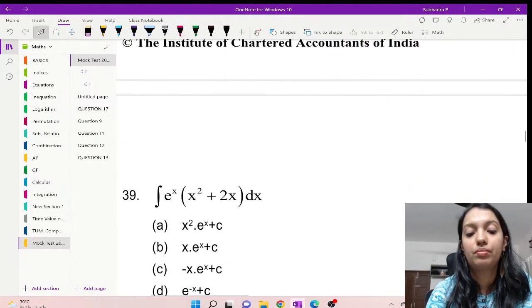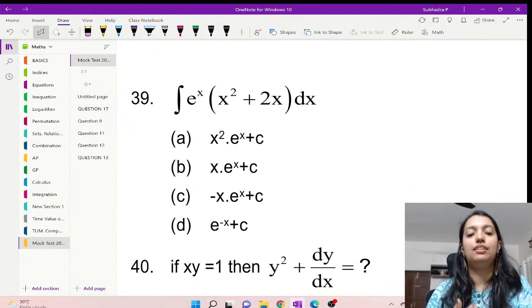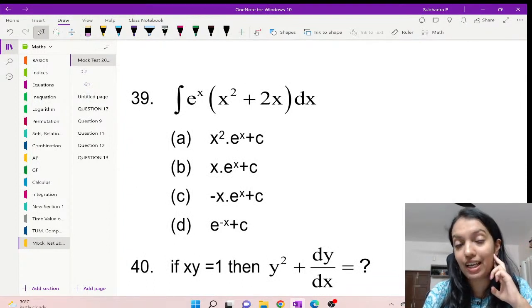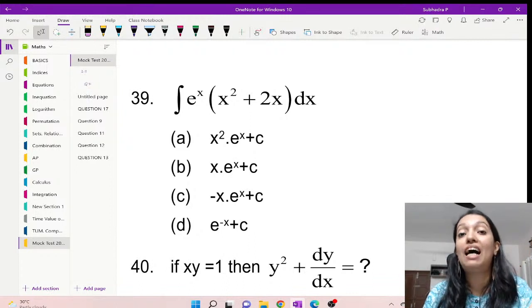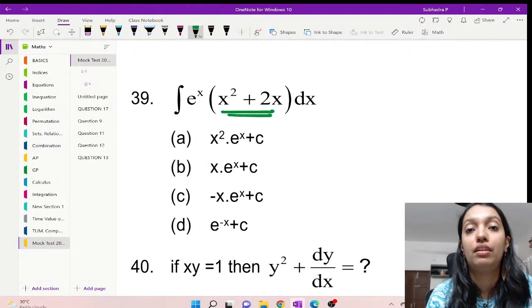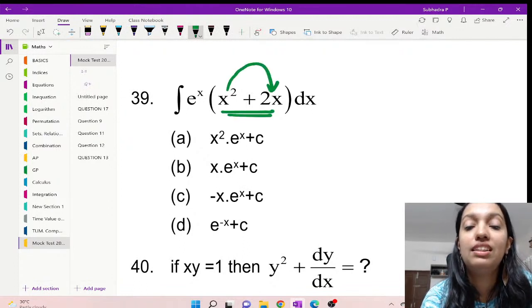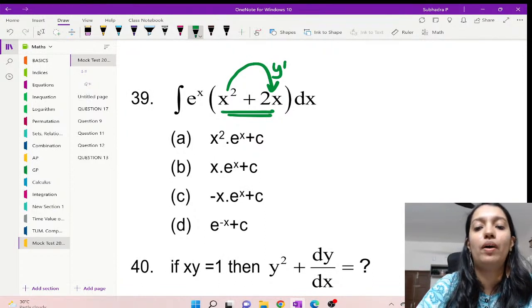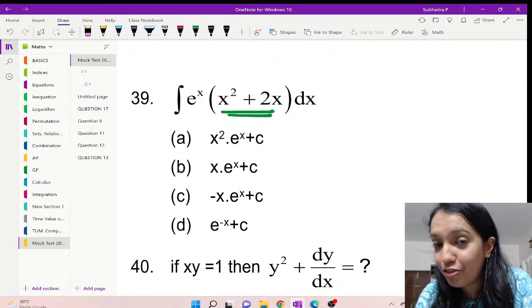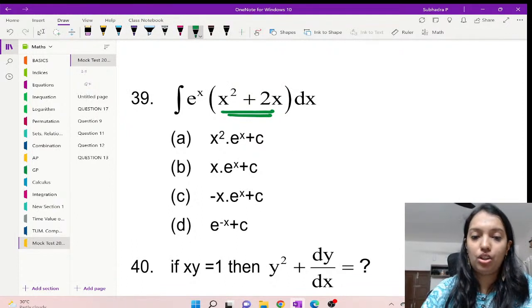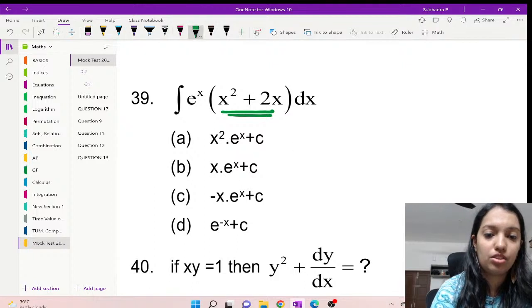39th question. This is very simple. Remember, on the last day of integration, I did integration by parts, partial integration, etc. And I taught you about this part. What is this? Derivative. This itself is a derivative. 2x is the derivative of x square. So for this, do we have a direct formula in integration? Yes. So this is just a one-step answer. So how do you find it? Just hold on for a second.